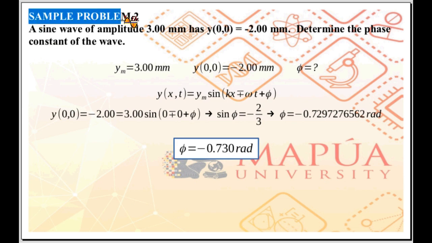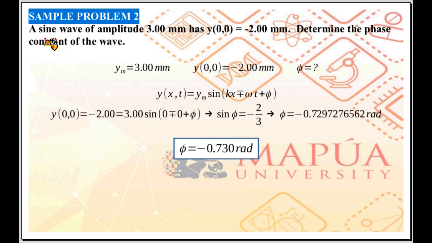Next, we have sample problem number 2. A sine wave of amplitude 3 millimeters has y(0,0) equal to negative 2 millimeters. Determine the phase constant of the wave. So, the amplitude of the wave is 3 millimeters, so ym is equal to 3.00 millimeters. y(0,0), y at x equal to 0, t equal to 0, is given as negative 2.00 millimeters. And we are being asked to determine the phase constant.